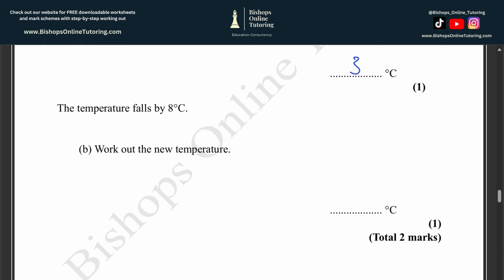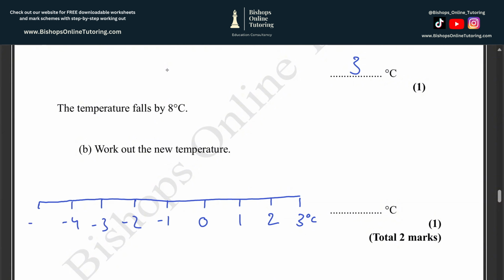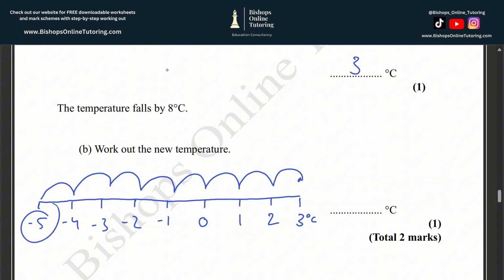The temperature falls by 8 degrees Celsius. Work out the new temperature. Well, let's first draw a number line because that's going to be the easiest way to work this out. We'll put 3 on one end. So we start over here and we go backwards by 8 degrees. So 1, 2, 3, 4, 5, 6, 7, 8. So the answer is going to be minus 5 degrees.